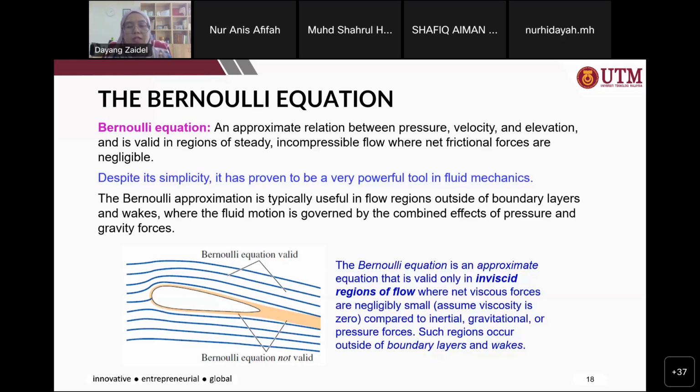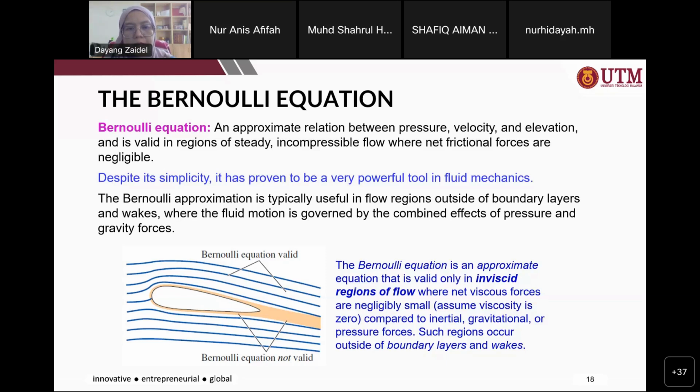Then it's also called inviscid. Frictionless is also called inviscid. If the question says that it is inviscid, then it is similar to frictionless. So friction forces are negligible. This is because we need to simplify the condition. We must simplify the condition in order for us to calculate the pressure, velocity, and also the relation between the two points in the system.